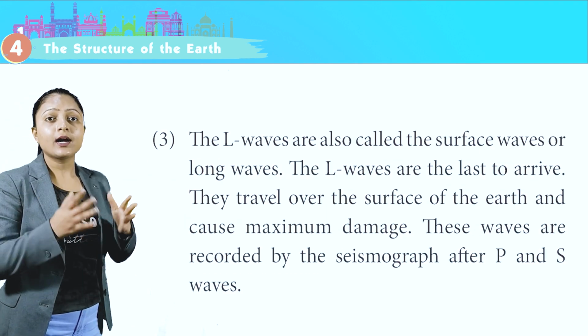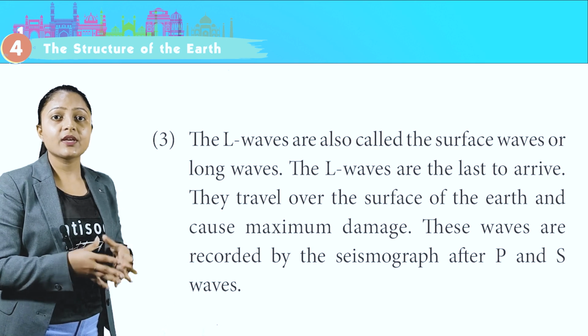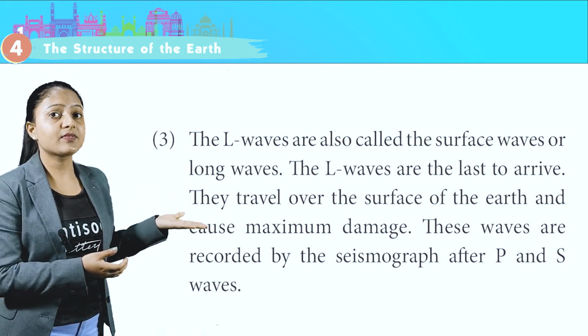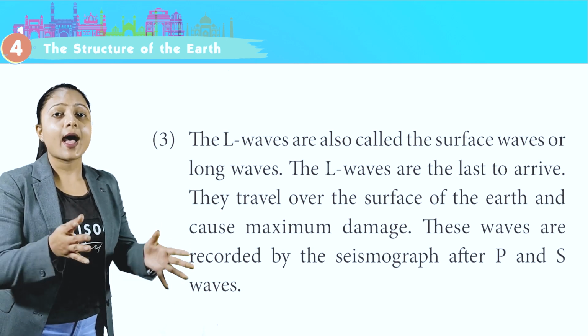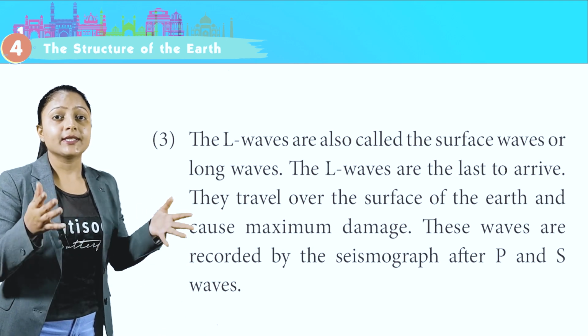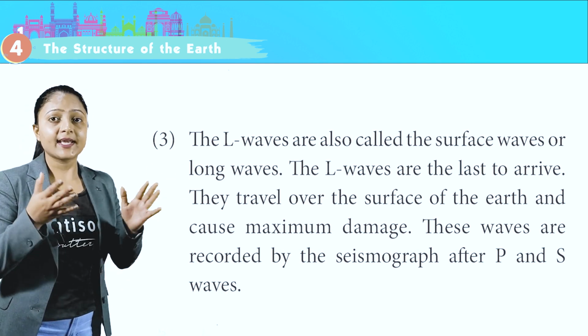Third, the L waves. L waves are also called the surface waves or long waves. The L waves are the last to arrive. They travel over the surface of the earth and cause maximum damage. These waves are recorded by the seismograph after P and S waves.